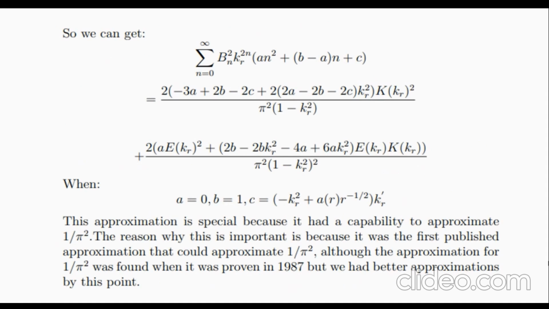The problem with this approximation for 1 over pi squared is that it wasn't discovered until 1987 when the proof was released, as Ramanujan didn't realise that it could approximate 1 over pi squared. Another issue with this is, in 1987 we already had approximations for 1 over pi squared that were more accurate than the one from Ramanujan's equation, so it is a bit of a shame that its potential was wasted.